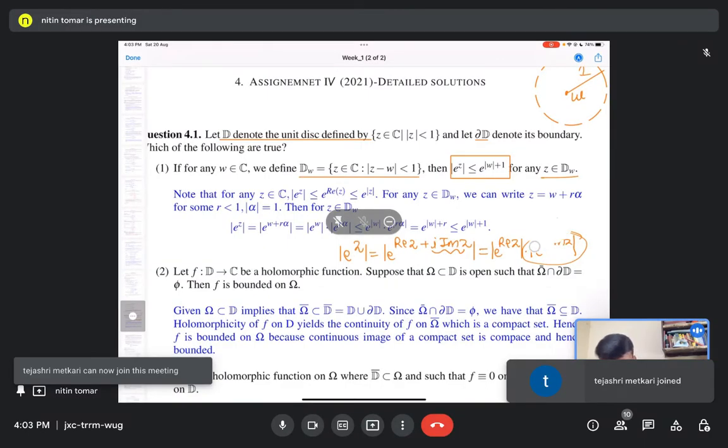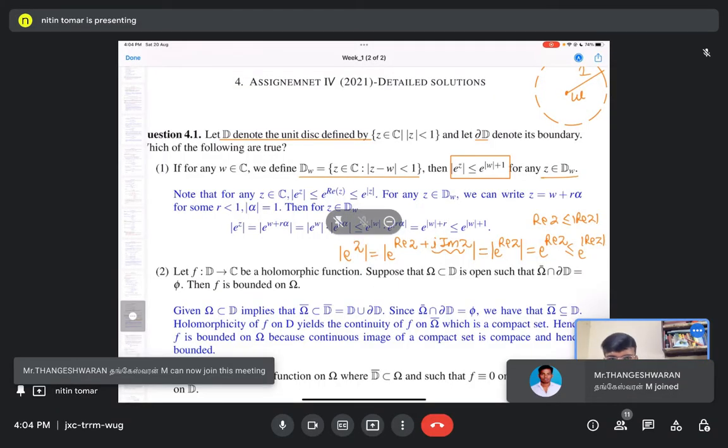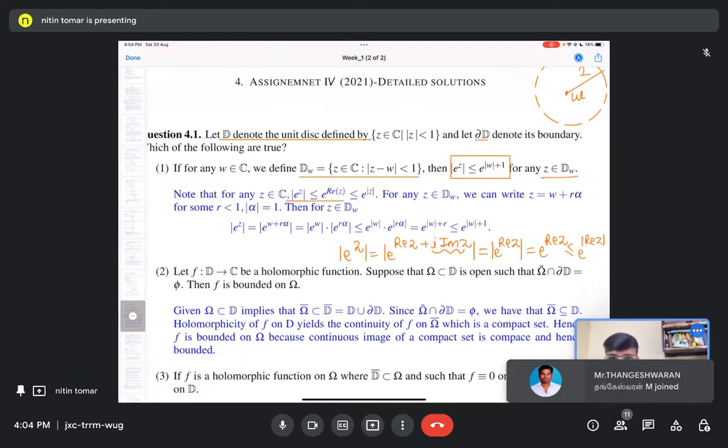So what we get is the following, that this is precisely equal to the modulus of e^(real part of z). Now we know exponential is a non-negative function, so it will be the same as e^(real part of z). And exponential is an increasing function, right? So it will be less than or equal to e^(mod of z), because any real number is smaller than its modulus, right? So we'll have this inequality. Is this inequality clear to all of you?